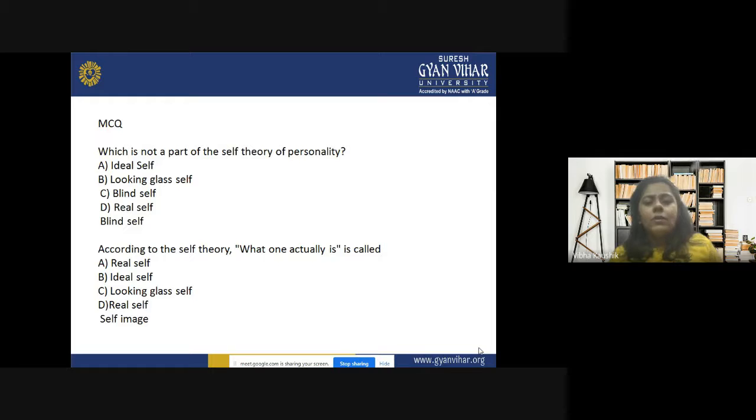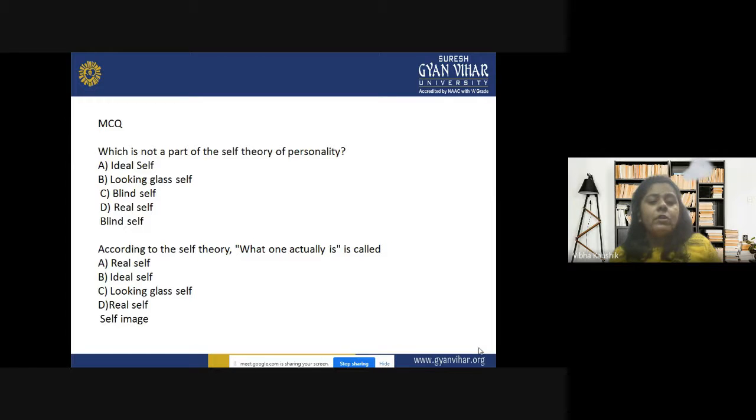MCQs. Now let us discuss some MCQs, as MCQs are the best means to assess the learning outcomes of the learner, how much they have learned a particular concept.